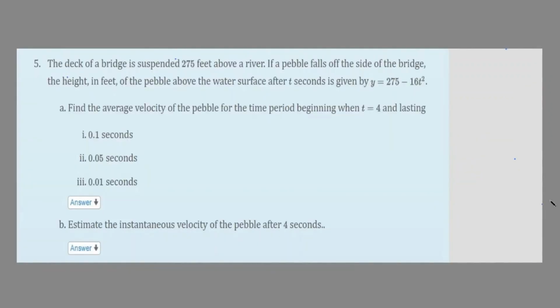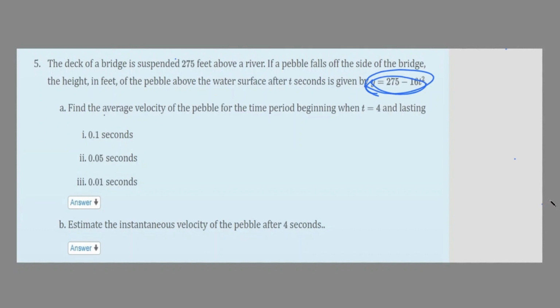Alright, so now we move on to this second question. The deck of a bridge is suspended 275 feet above a river. If a pebble falls off the side of the bridge, the height in feet of the pebble above the water surface after t seconds is given by this equation. So this equation is going to be really important.